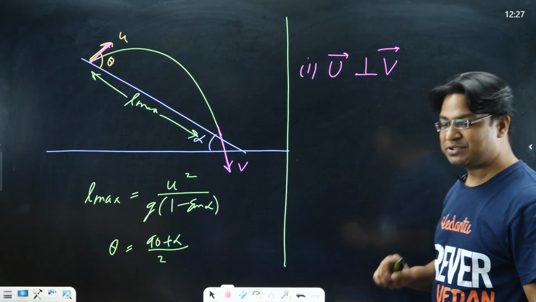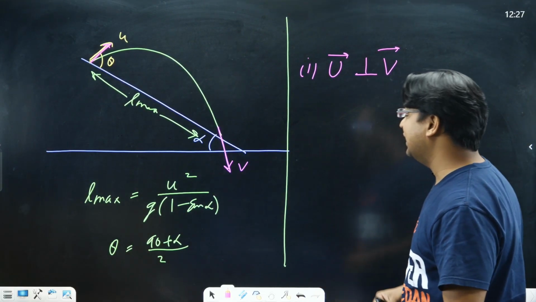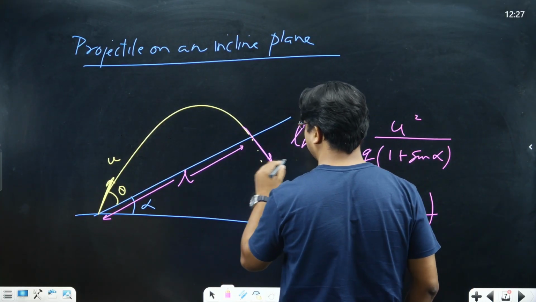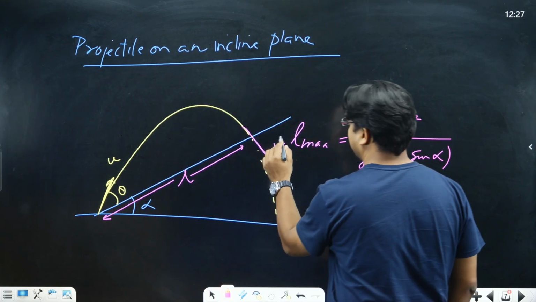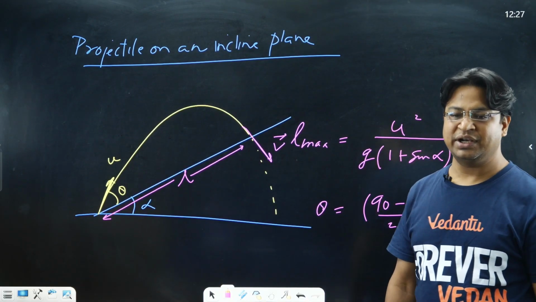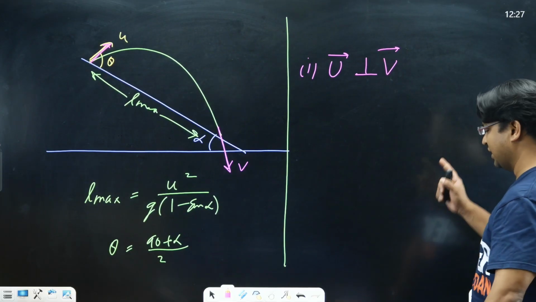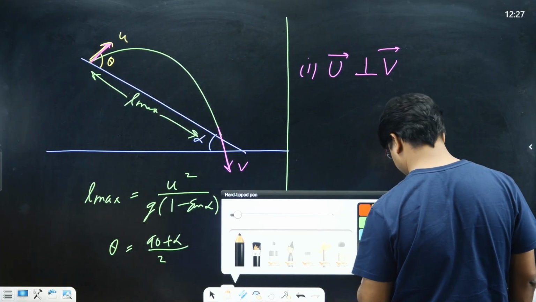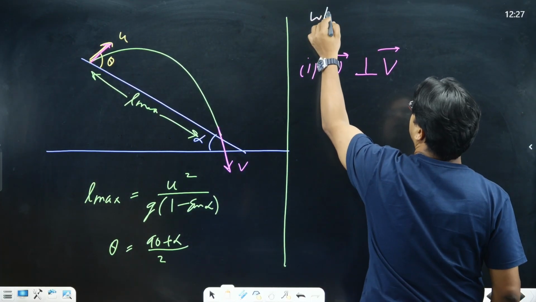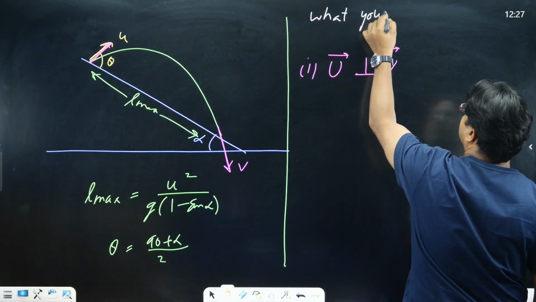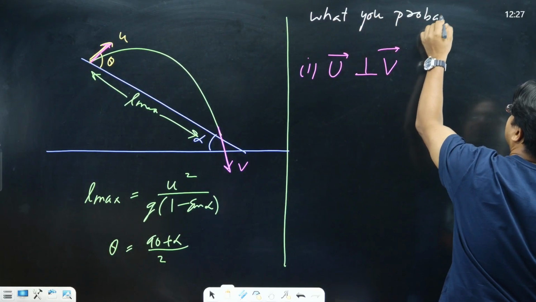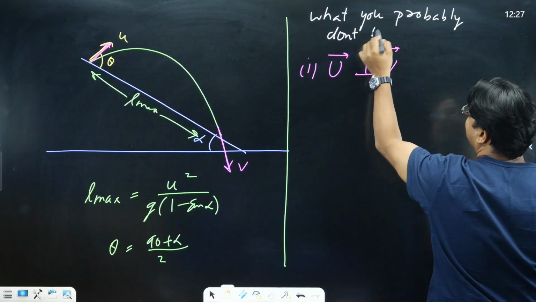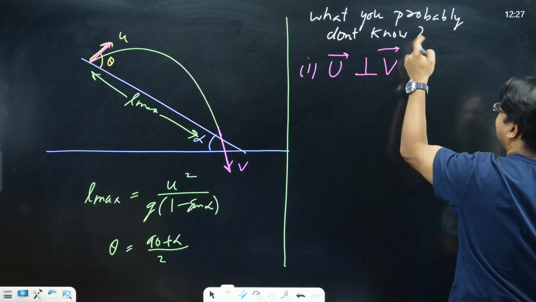In which particular case? When we get L as L max, and this is true here also. Here also the v vector, the final velocity, would be perpendicular to the initial velocity. Getting it? Okay, so here I will write what you probably don't know. You can write in the comment whether I am right here or not.